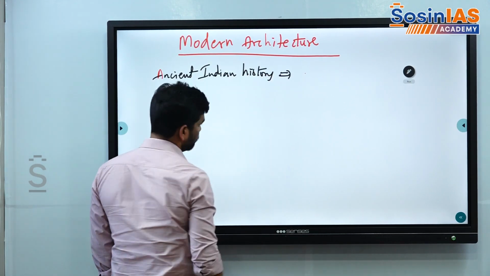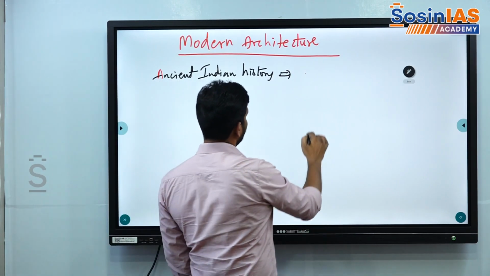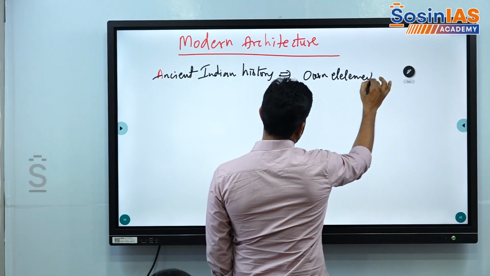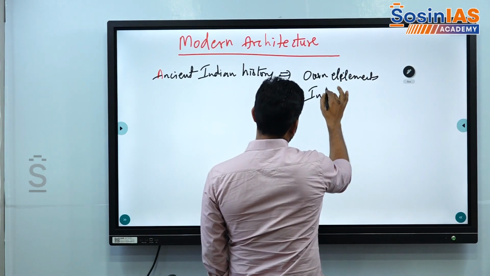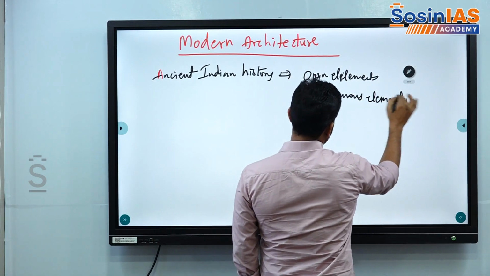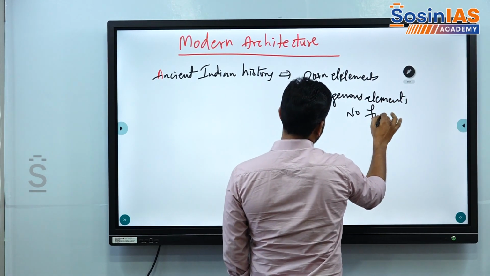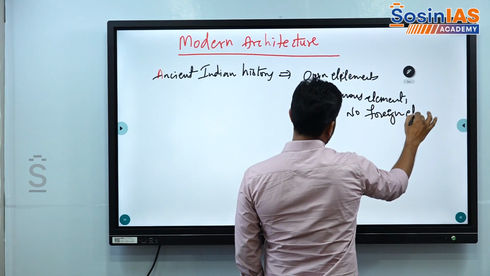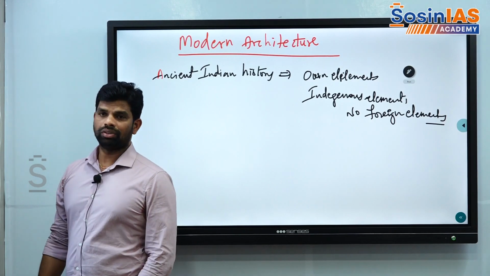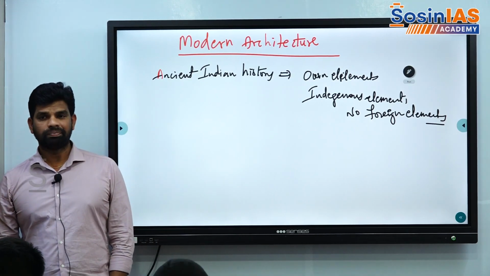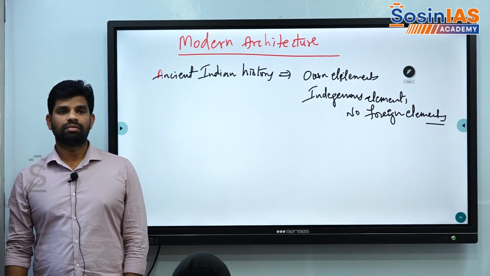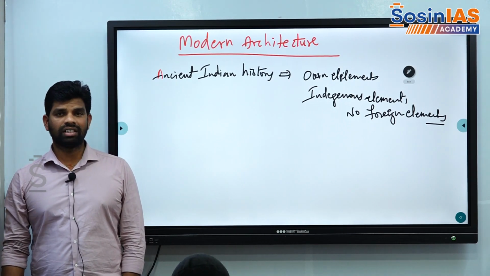the ancient Indian history is completely consisting of own elements. That means indigenous elements. Completely, no foreign elements. If you take Jain temples, what is the name used for the Jain temples? Jain temples are known as Basadis, exactly.